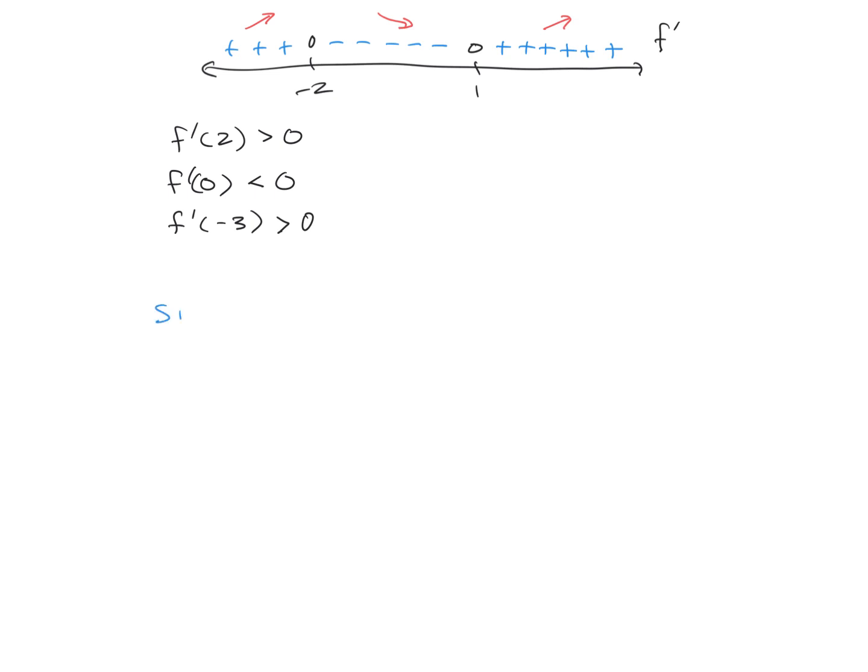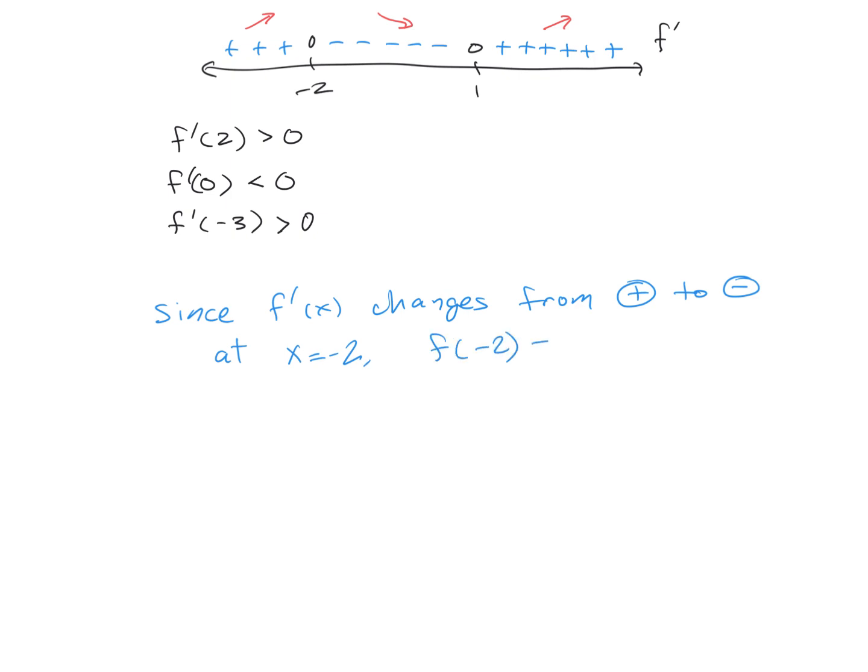We're going to say that since f prime of x changes from positive to negative at x equals -2, f of -2, which we will calculate in a second here, is going to be a relative maximum.